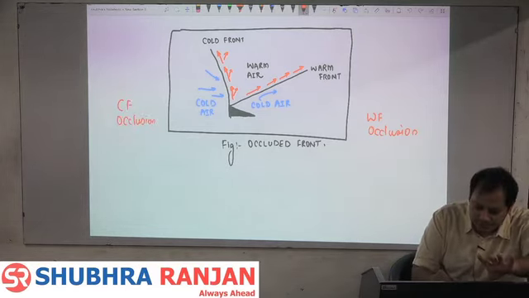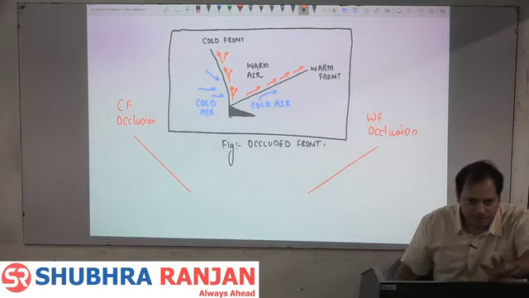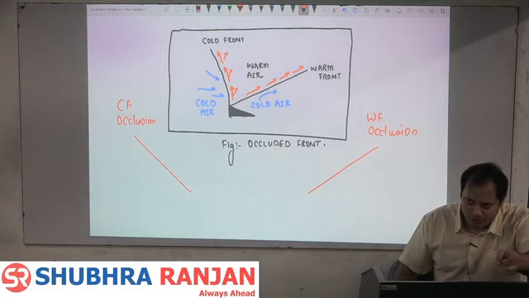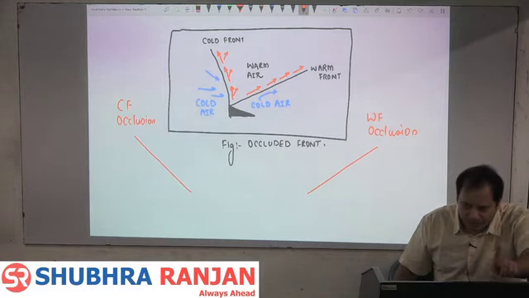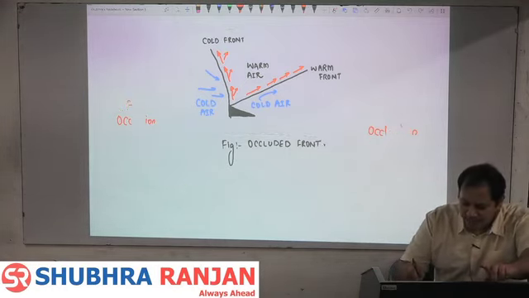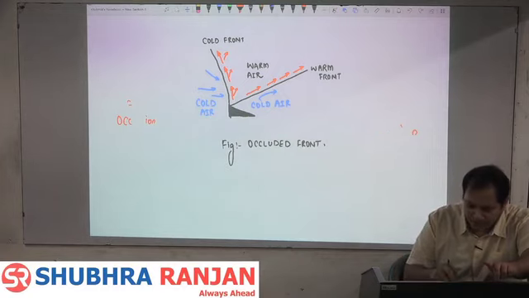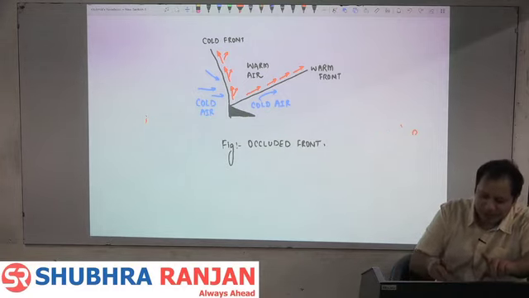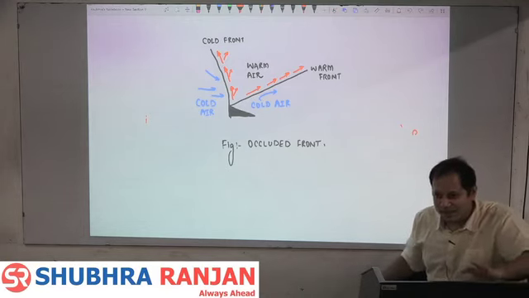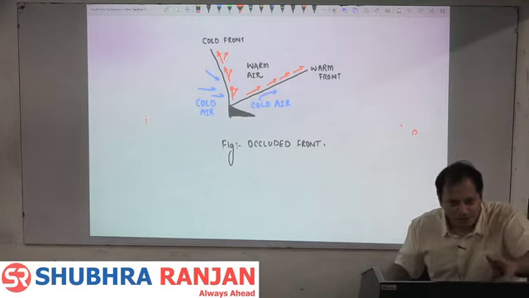दोनों के इसमें conditions are slightly different. This is what we are going to write. Warm front occlusion, cold front occlusion. Ultimately it will lead to temperature inversion. Understanding why Delhi is going to suffer from pollution? Because the cold air is going to settle on the ground, it will result into temperature inversion. Temperature inversion will result into formation of fogs.